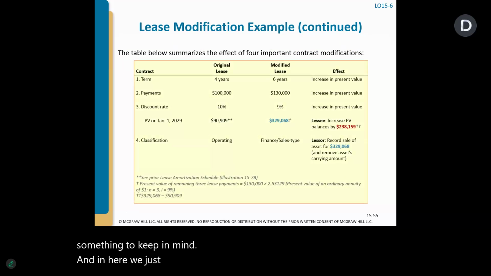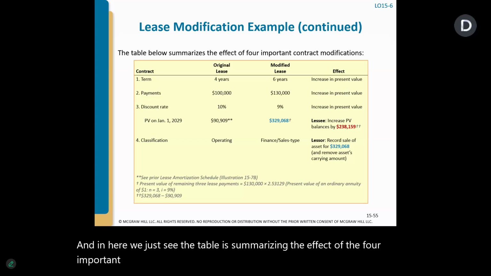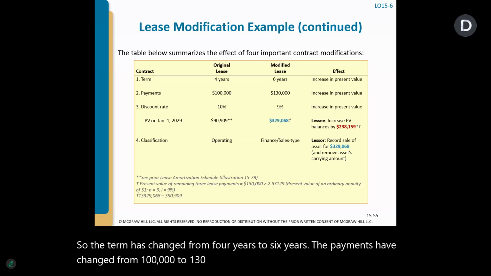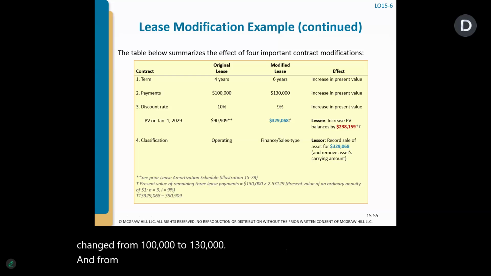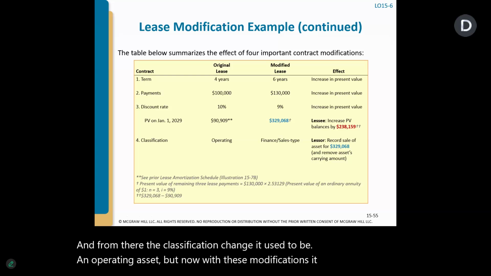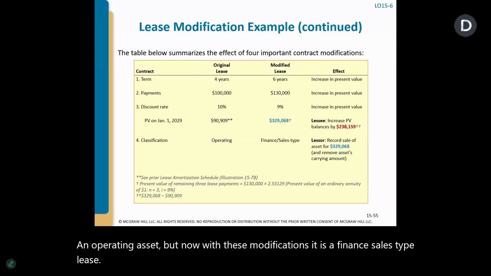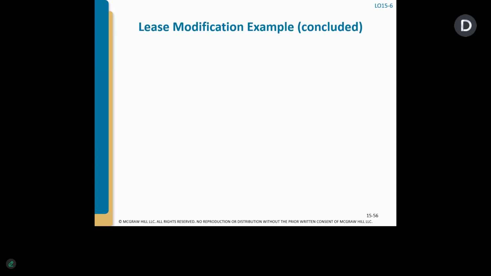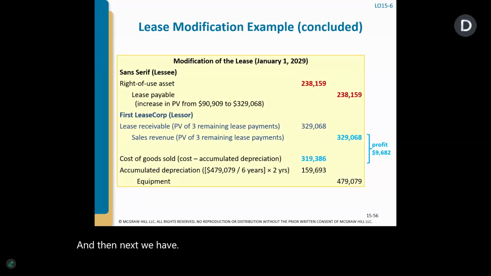And then here we just see the table summarizing the effect of the 4 important contract modifications. The term has changed from 4 years to 6 years. The payments have changed from $100,000 to $130,000. And from there, the classification changed. It used to be an operating lease, but now with these modifications, it is a finance sales type lease. All right. And then next we have another depiction of the modification example and how the journal entries will be recorded.